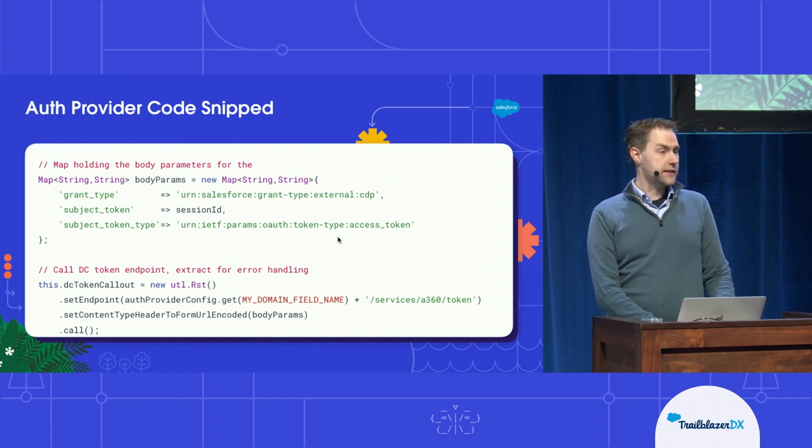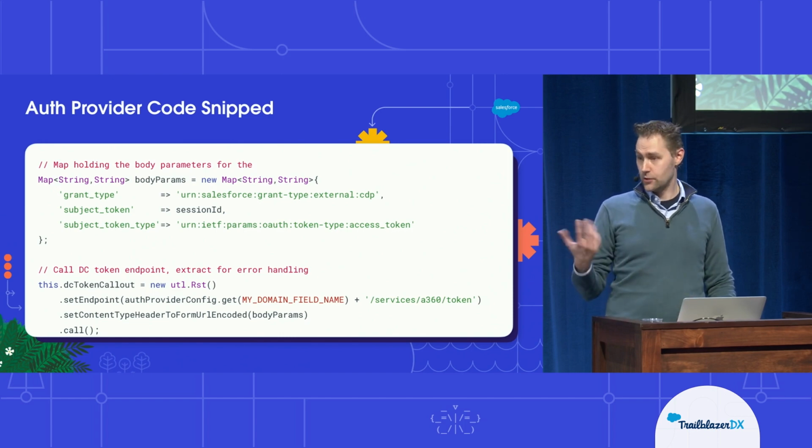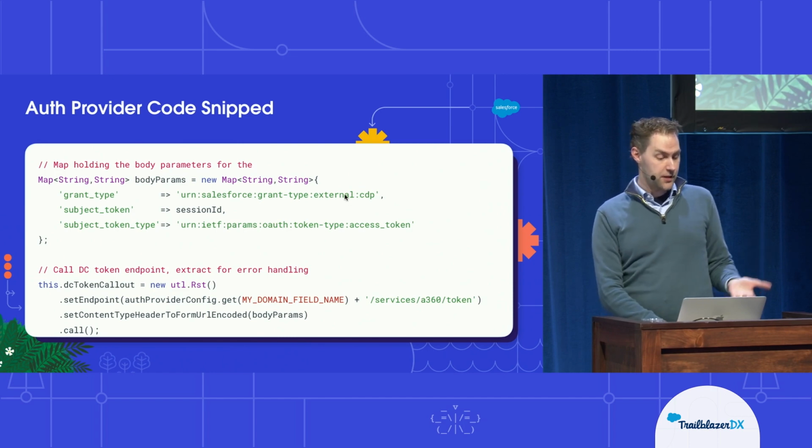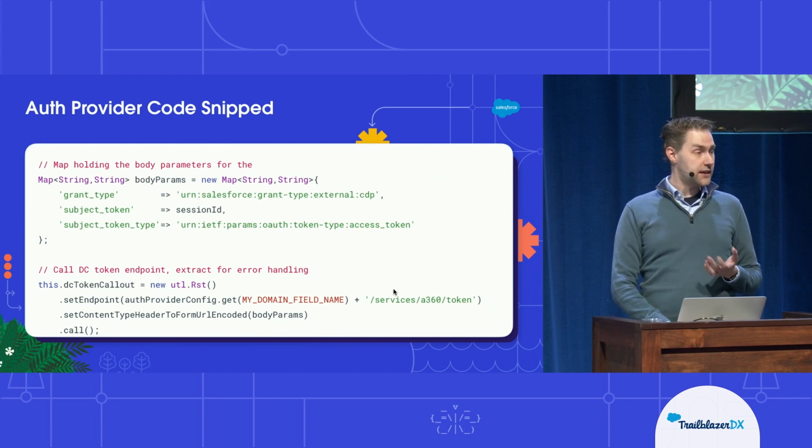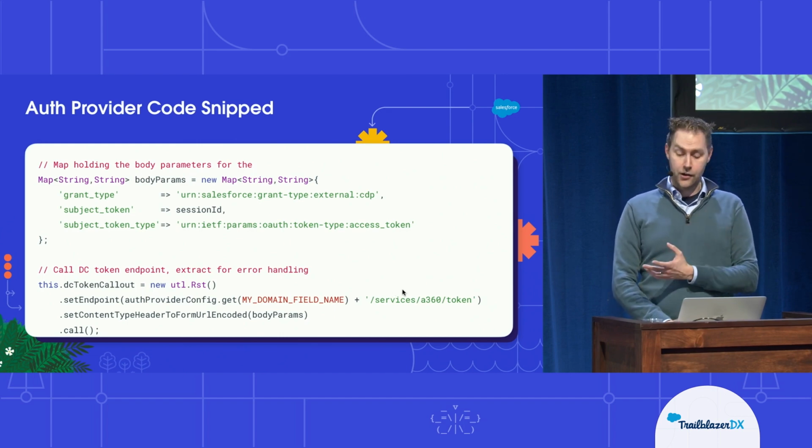I will share the code at the end. I've made a resources slide that we can look into. Everything is completely open source, so you can look at it at your own pace. But the gist of it is that we have a CDP grant with a subject token that is a session ID, and we're going to send that to the token endpoint of Data Cloud, which is the A360/token endpoint.